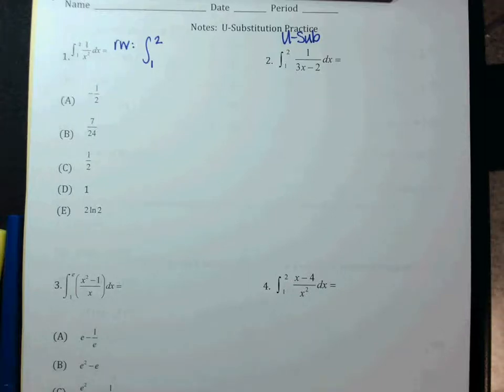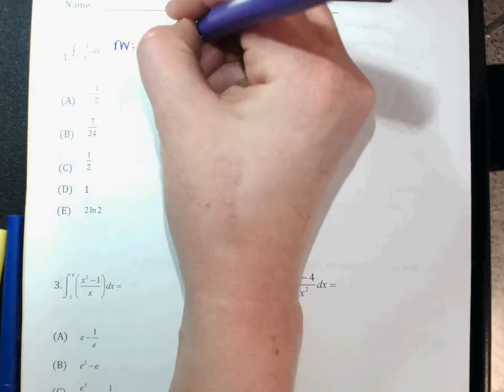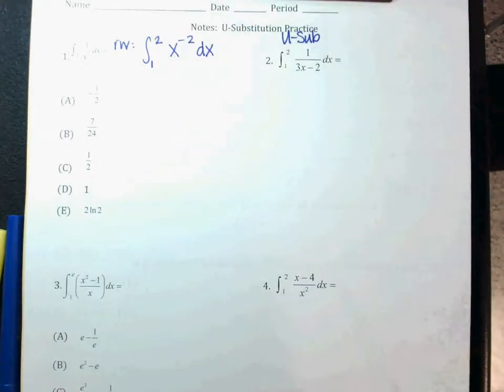Okay, number 1, what was your rewrite? x to the negative 2. Yes, good. x to the negative 2 dx. You are going to finish that one in a second.